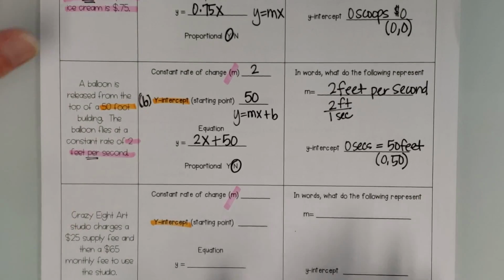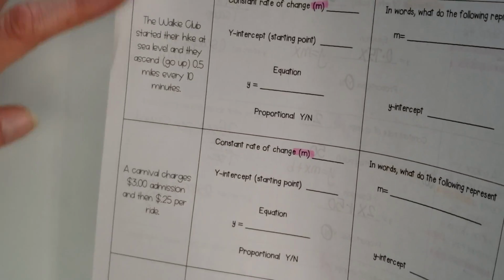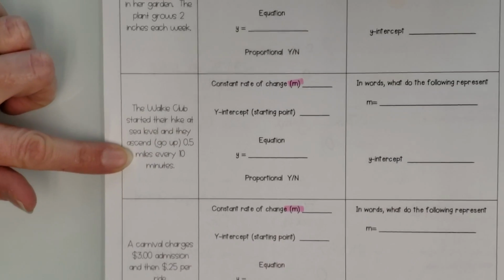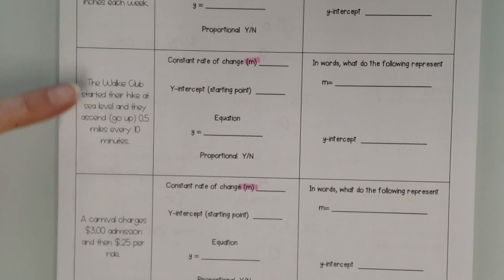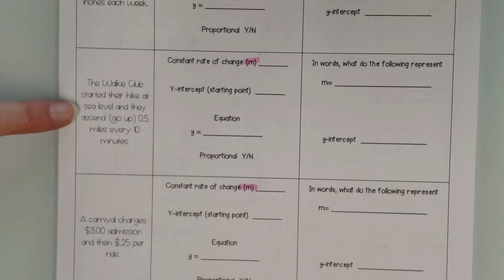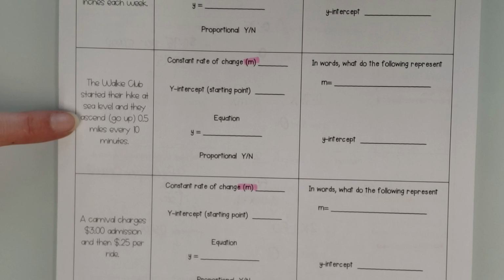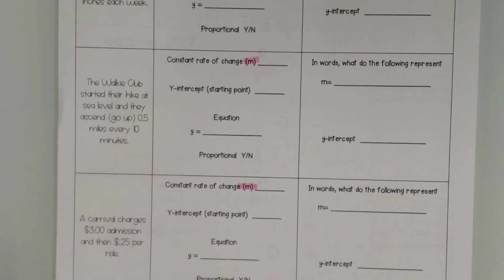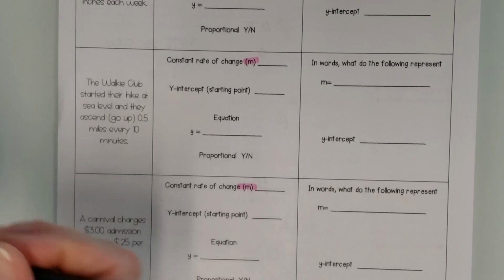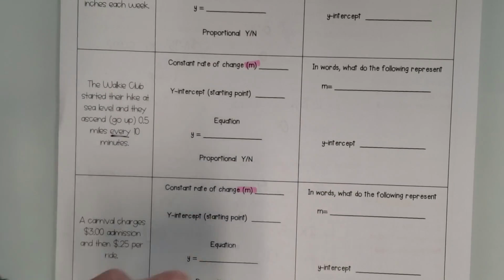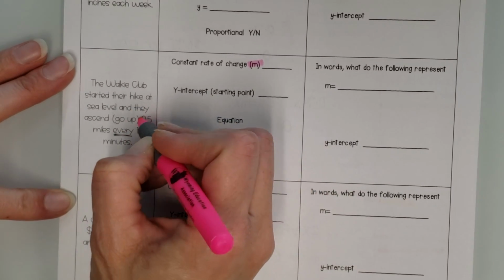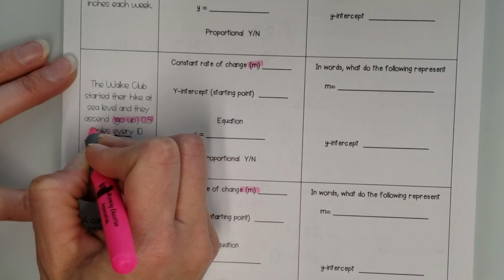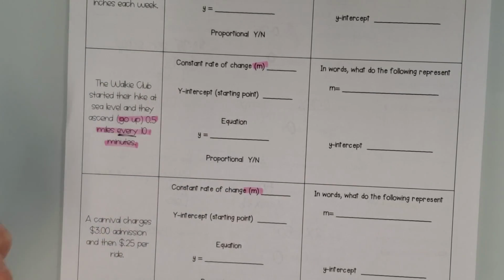Okay? Now, just so you know, this one right here is a little tricky. This one on the back, so turn to it really quick. I'm going to help walk you through a part of it really quick. So it says the Walkie Club started their hike at sea level, and they ascended, which means they go up, half a mile every 10 minutes. So this is that every, there's that key word right there, that every. That's what lets me know it's my unit rate, or my rate of change. In fact, in this case, it's just a rate. And I'll explain that to you here in a second.